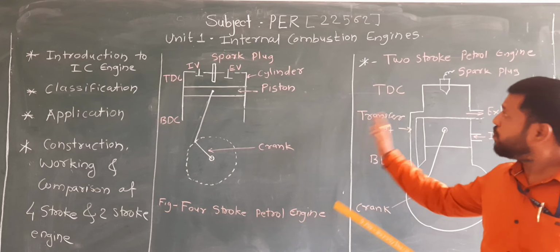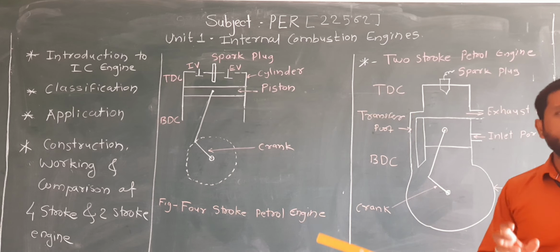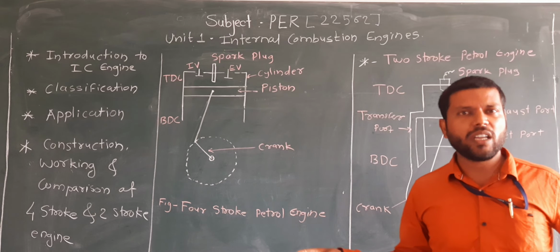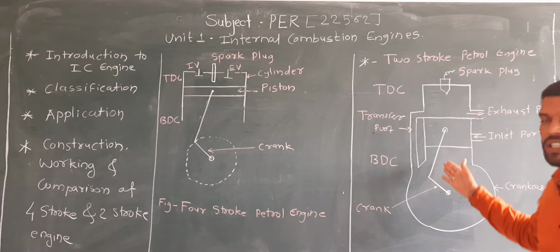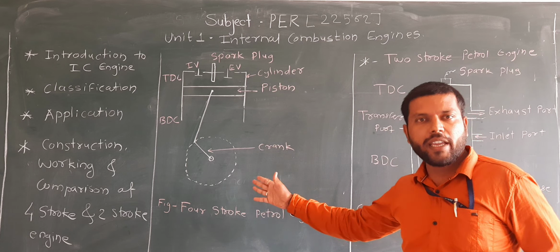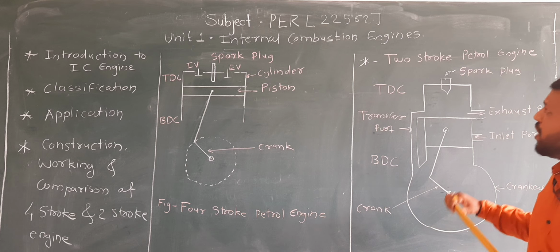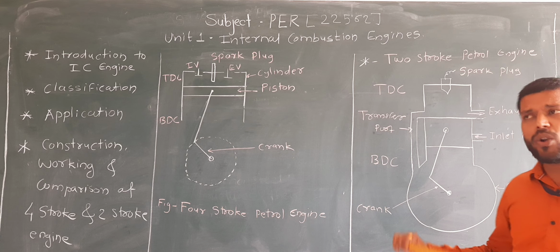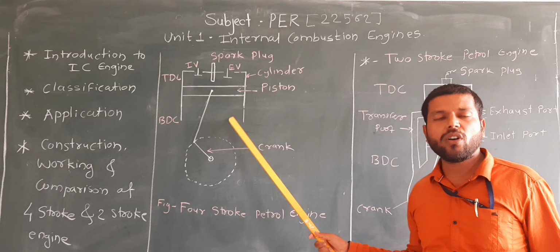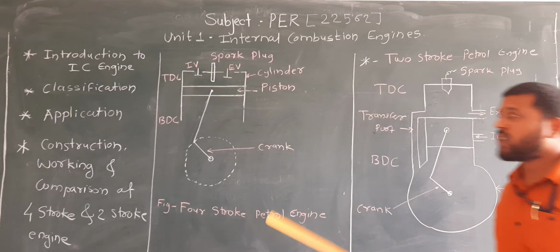Next, two-stroke engines are lighter in weight. Four-stroke engines are heavier in weight. Therefore, two-stroke engine has low cost as compared to the four-stroke engine, which has higher cost. The efficiency of the two-stroke engine is low and the efficiency of the four-stroke engine is high.